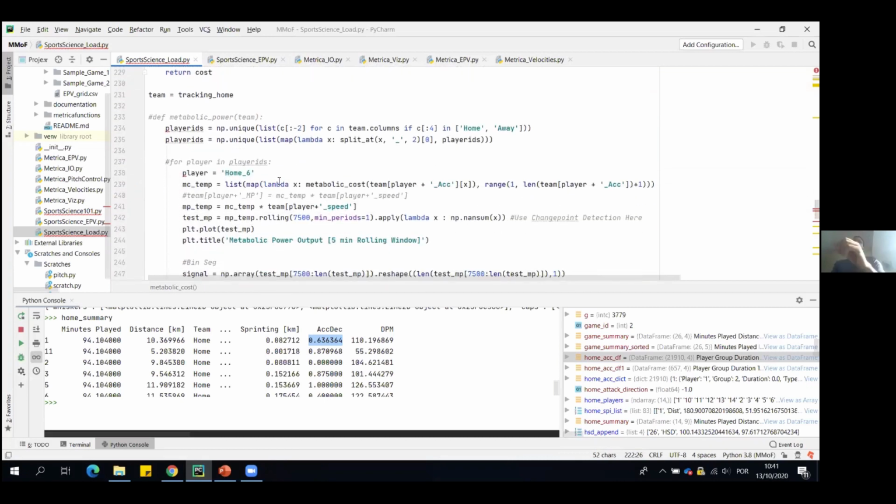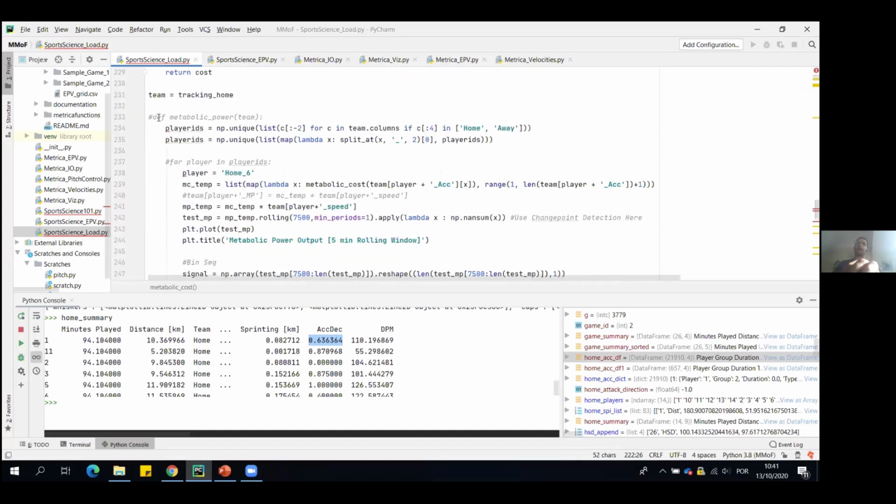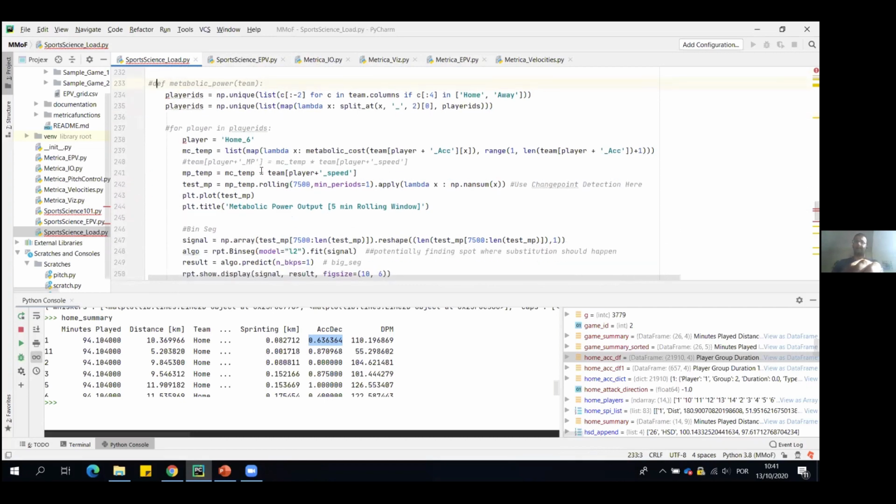What I'm doing is taking all the different player IDs that we have. In this case, I'm just looking at one player as an example. I could implement this as a function, but for the lecture's purpose, I'm just going to look at one player. Here, I'm going to calculate the metabolic cost for this player across his entire tracking data set. The metabolic cost is then multiplied by speed to give us the proper units for power. So that's what's happening here.